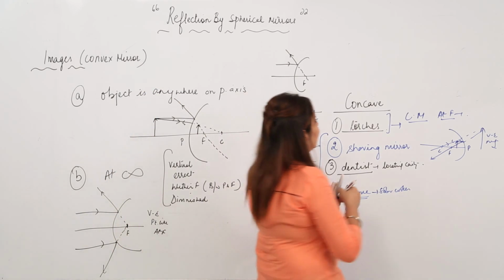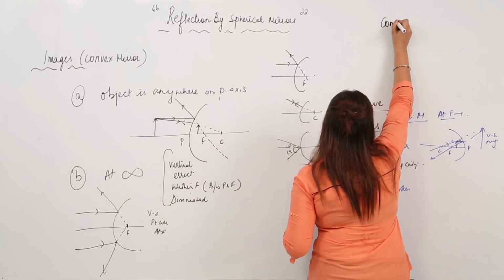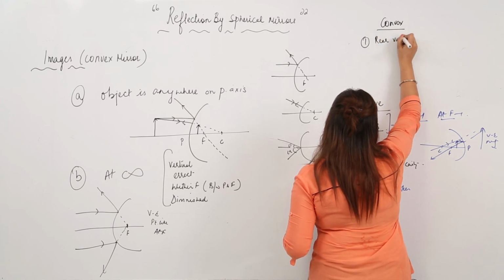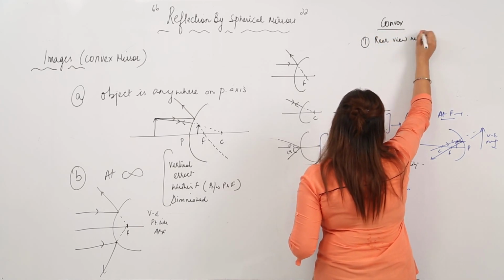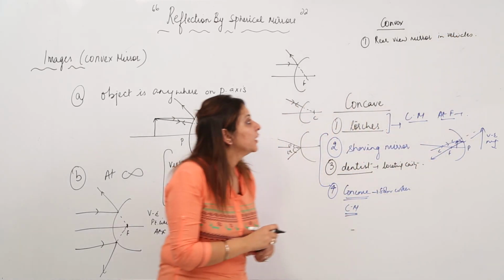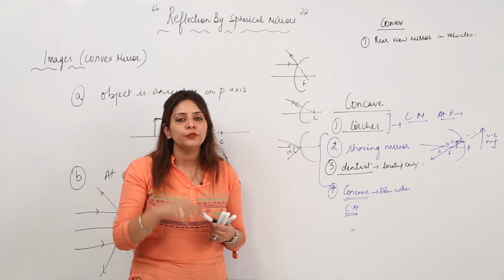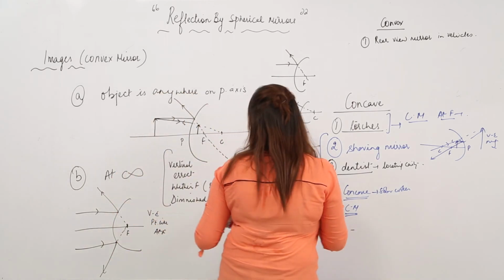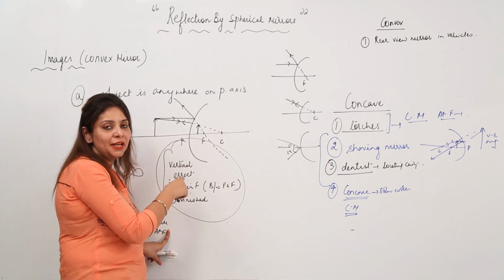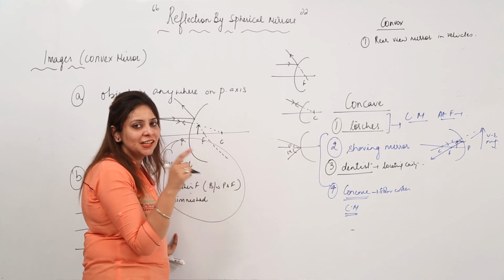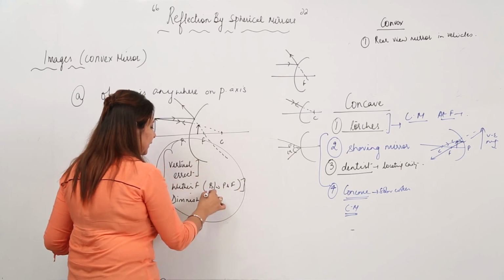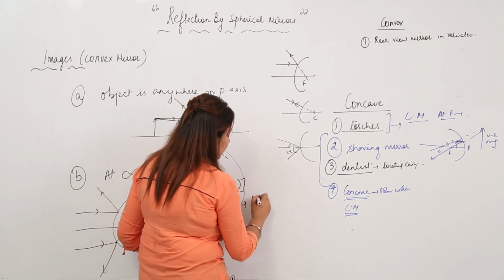Now if we talk of the convex mirror, one of its important uses is as a rear view mirror in vehicles. Now why is it used as a rear view mirror? Because we know that it always forms a virtual, erect image, the image is within focus, it is diminished, and one more thing, it gives a wide view.